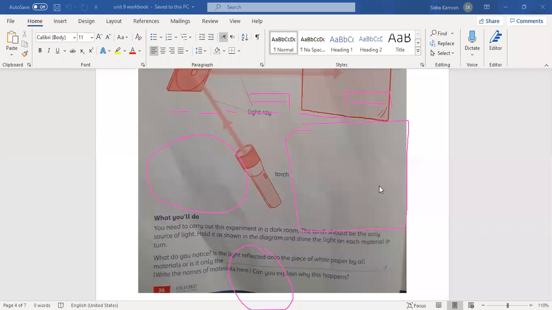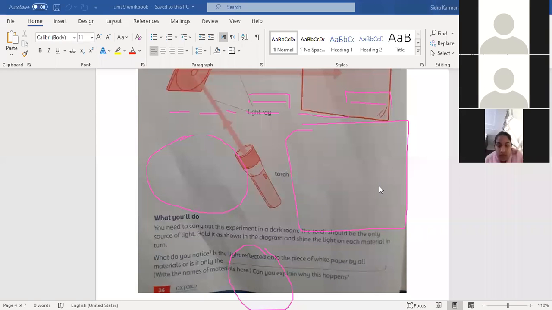Hold the torch as shown in the diagram. You have to hold your torch in the same way as shown in this diagram and shine the light on each material in turn. Take different objects and show the reflection. What do you notice? Is the light reflected onto the piece of white paper by all materials, or only by specific ones? You have to write whether all materials reflect light in the same way, or different materials reflect light in different ways. Explain this in your experiment.